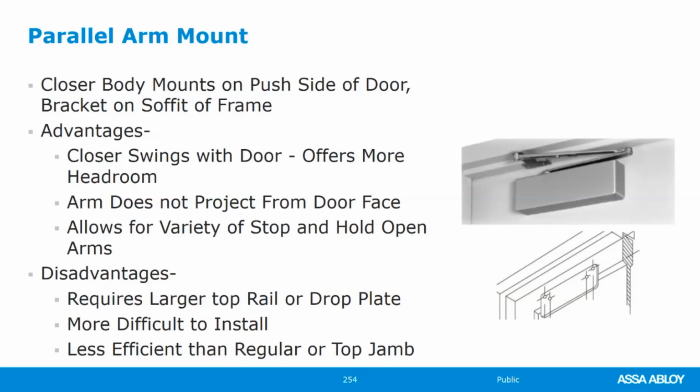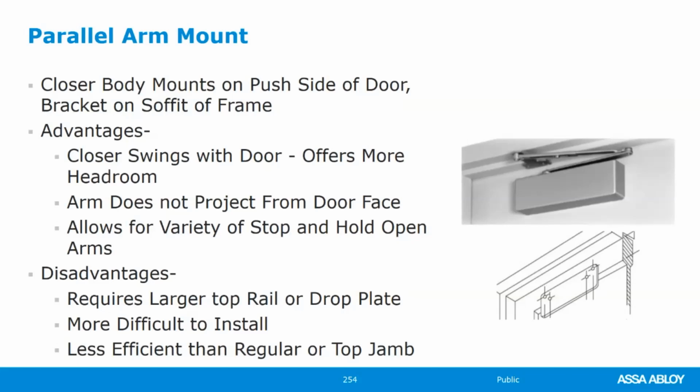So we harken back to ADA. ADA says 5-pound opening force. With a 60% efficiency, that gives you 3 pounds. Take 25% off of that, you have about 2.5 or less pounds. That may not be enough to pull a door closed. And you'll actually see certain manufacturers will note with certain mounts that they cannot meet ADA.